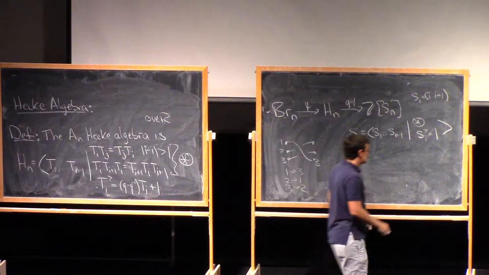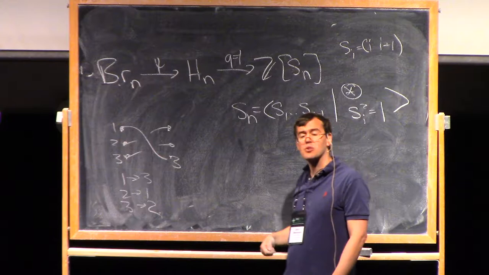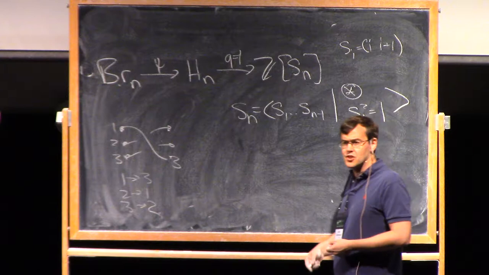Now, you should think of this Hecke algebra as being a fancy deformed version of the group ring of the symmetric group, where we've inserted this q. And in particular, a lot of things about the representation theory of the Hecke algebra are closely related to the representation theory of the symmetric group, S_n.